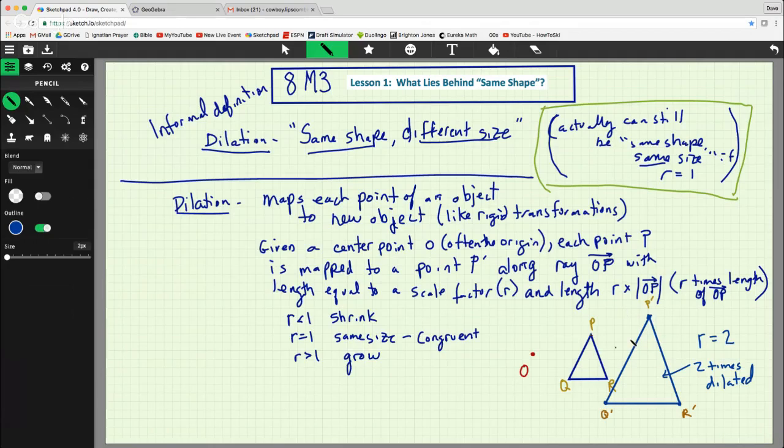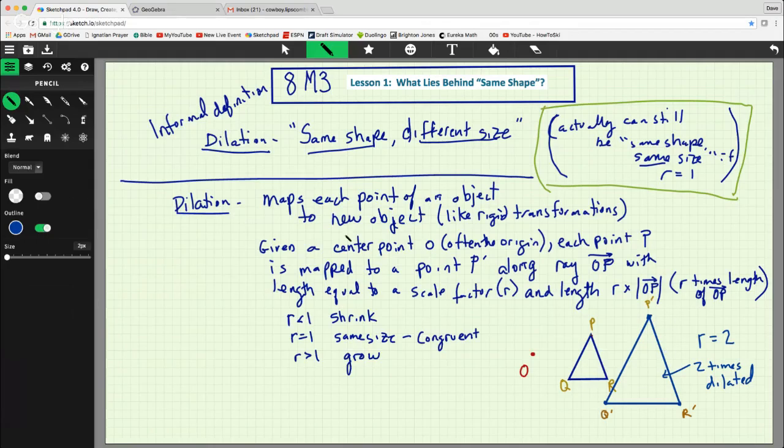So that's the strategy that you will always use whenever you dilate an object. It could be a triangle, it could be a circle, it could be a square, and you have to pick some points. And usually the vertices are great points to choose, just like with translation, just like with rotation, and just like with reflection, choosing the vertices to perform the actions on were always good choices.